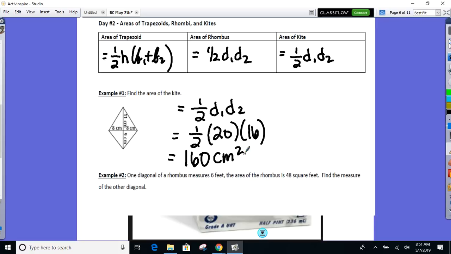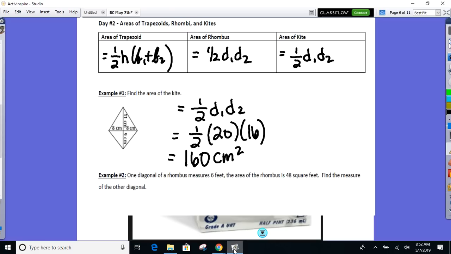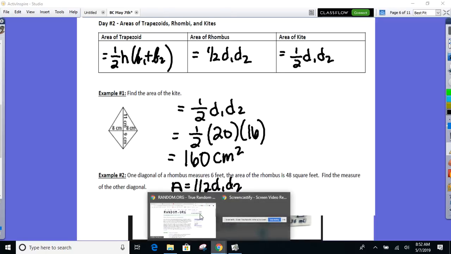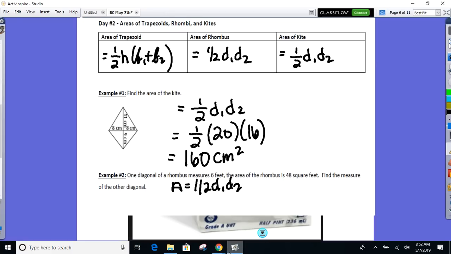All right, now example 2, a little bit different now. I give you one diagonal is 6 of a rhombus. The area is 48. Find the measure of the other diagonal. All right, so we're talking about rhombus. 27, area formula for a rhombus. Okay. What's the 48 represent in this problem?